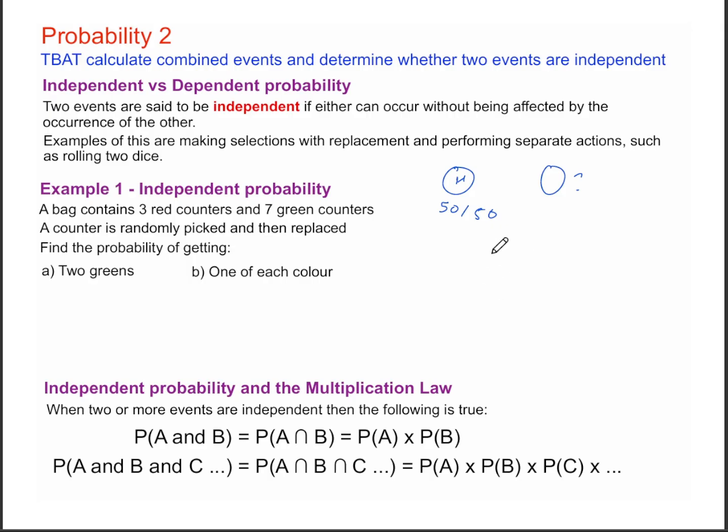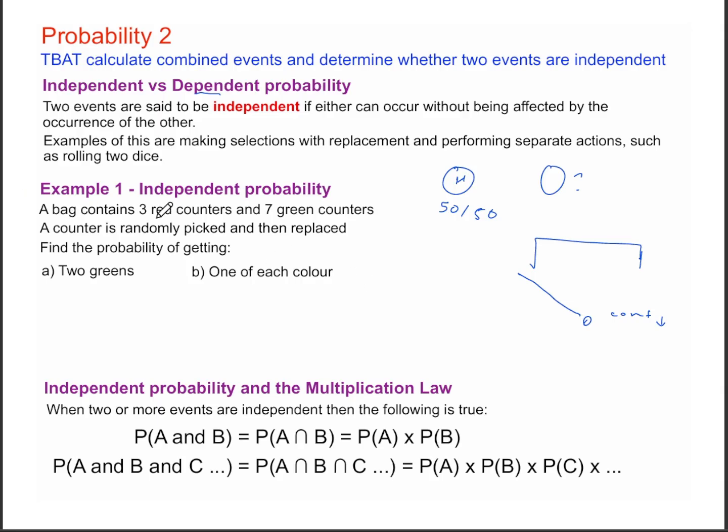tail. But on the other hand, suppose I'm taking a penalty in a football game, right? Me missing the shot may reduce the chances of me scoring my next shot because my confidence is low. Therefore, the events of taking a penalty are dependent on one another, while the flipping of a coin is independent of one another. Let's take an example here.